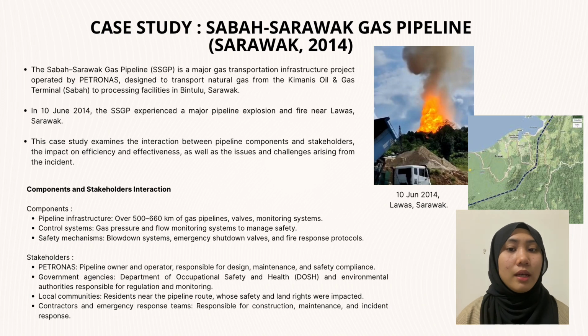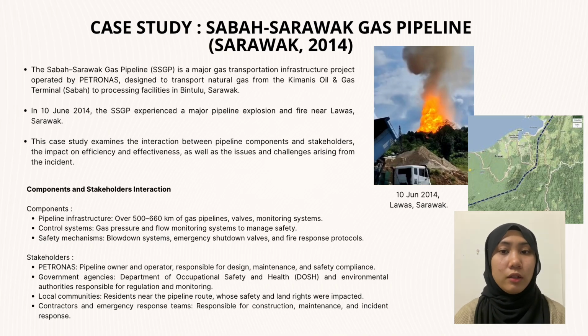This case study examines the interaction between pipeline component and stakeholder, the impact on efficiency and effectiveness, as well as the issue and challenge arising from the incident. For component and stakeholder interaction, I will explain the key component of the pipeline system and the main stakeholder involved in its operation.